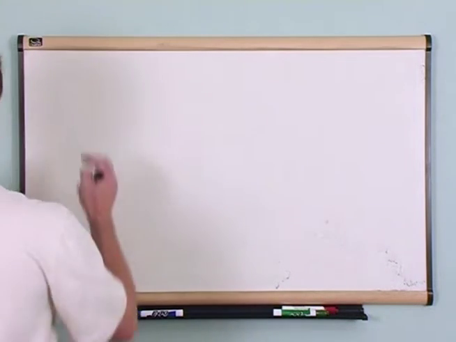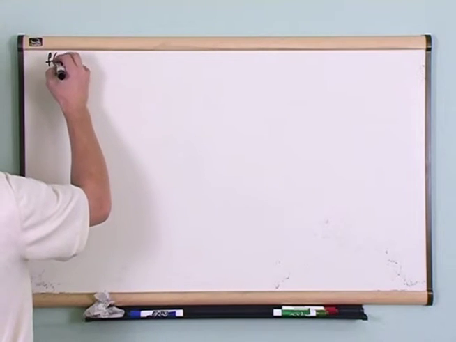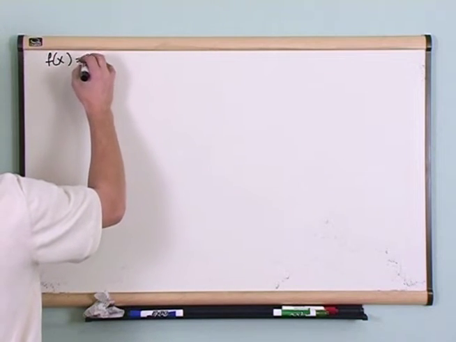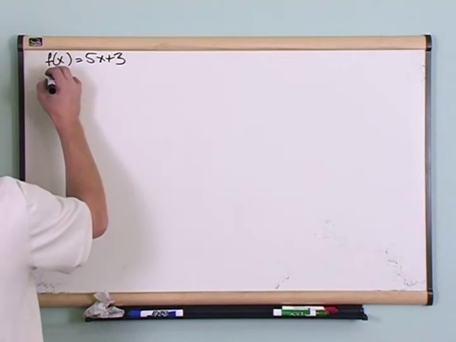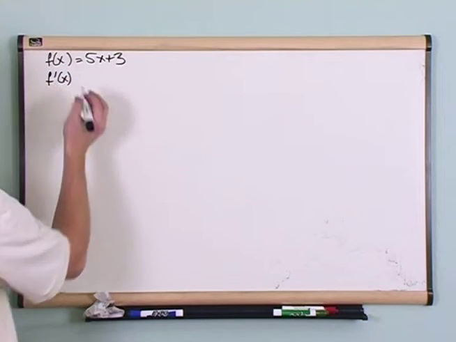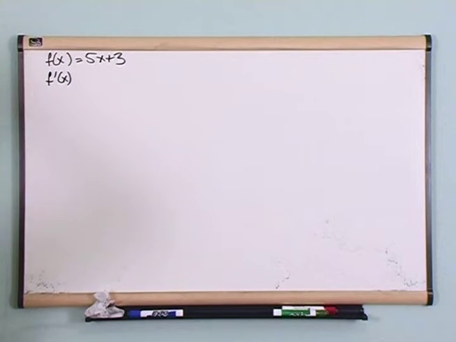We're going to do one more quick problem. What if you have f of x is equal to 5x plus 3? And here what I want you to find is f prime of x. Now the other problem we wanted to evaluate the derivative at a point.